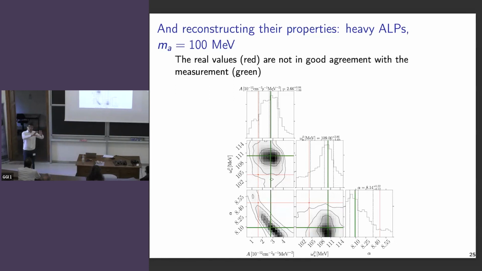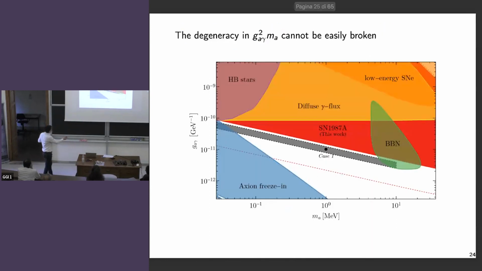So actually, there is a small region of the parameter space, in this region here, where these bounds no longer work, but it can be closed again using the observation of the Pioneer Venus Observatory. So in the end, these regions of the parameter space will still be excluded, but using a different argument.